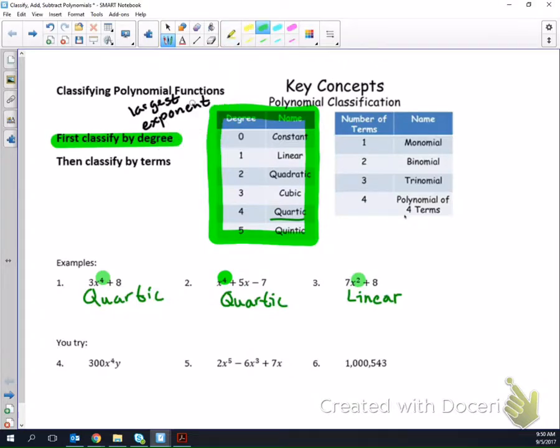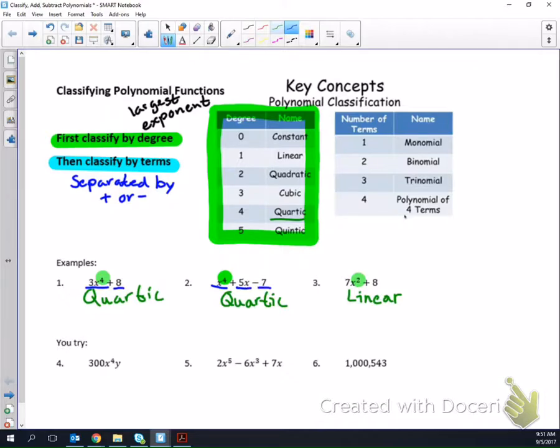All right, now, our next situation is going to be to classify by the terms. Now, a term is separated by plus or minus. Okay, so it's any math expression that is being separated by plus or minus. So I'm just going to start underlining how many terms I have. In the first one, we got 3x to the power of 4. Then we see a plus, so we start a new term, and then 8.